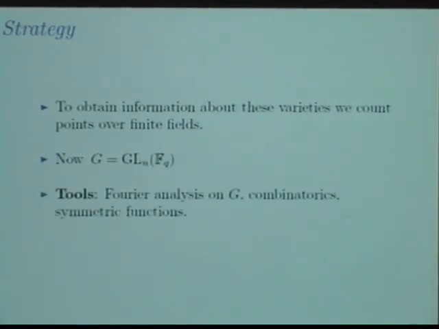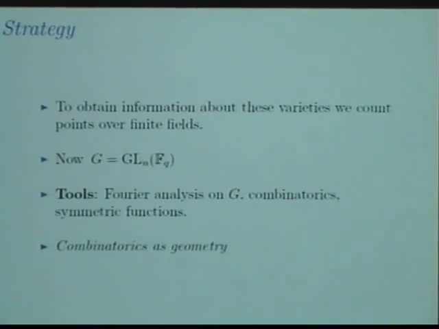To obtain information about these varieties, we're going to count points over finite fields. To do that, the group now is going to be GL_n of F_q. The tools we're going to use are Fourier analysis on this group G, some heavy-duty combinatorics and symmetric function theory, which I learned after giving talks about this several times that I should mostly stay away from explaining, because that's where people immediately go to sleep. But unfortunately, I have to do something to at least explain what the results are.